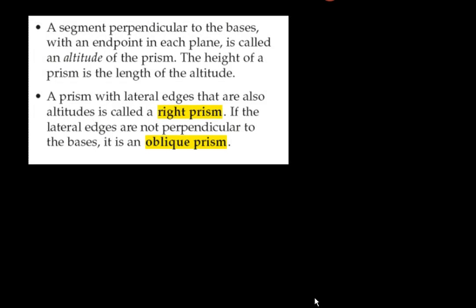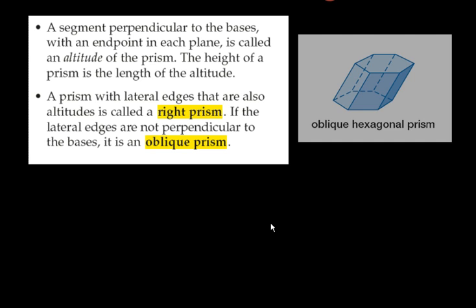A segment perpendicular to the bases with an endpoint in each plane is called an altitude, like we pointed out. The height of the prism is the length of the altitude. So we always find the altitude, and that'll tell you how high the prism is. A prism with lateral edges that are also altitudes is called a right prism. If the lateral edges are not perpendicular to the bases, it is an oblique prism. So here is what we're talking about, oblique.